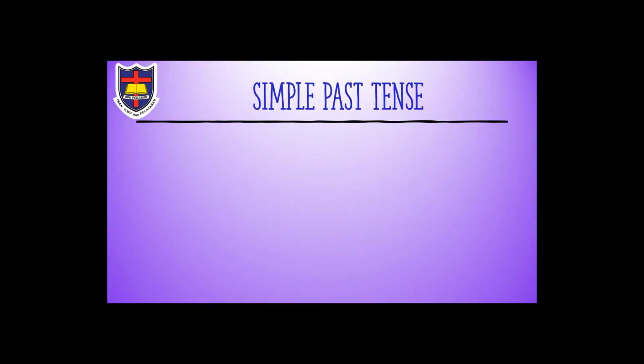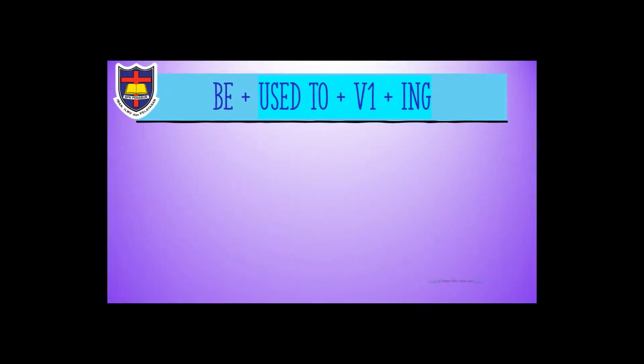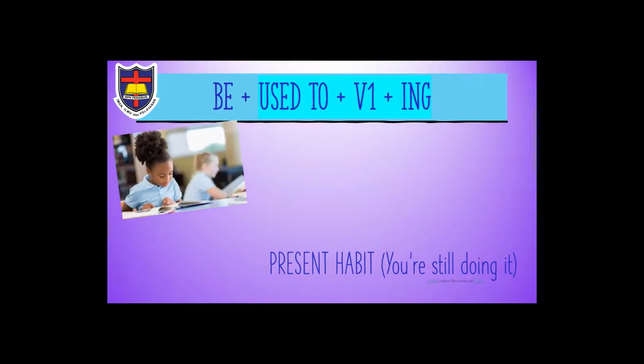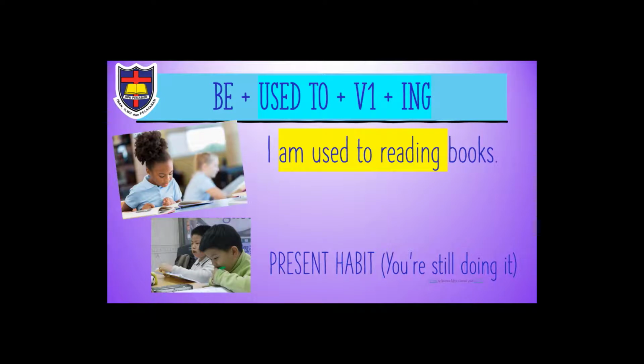The second function of simple past tense is that it can be used for telling about a past habit. I always swam there when I was 13. This sentence can be replaced by using used to plus verb 1. I used to swim there when I was 13. However, when I use be with used to plus verb 1, the meaning shows a present habit, meaning that you are still doing it. For example, I am used to reading books. Until today, you are still reading books.